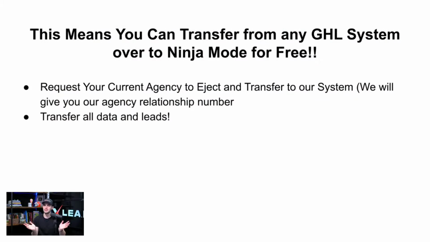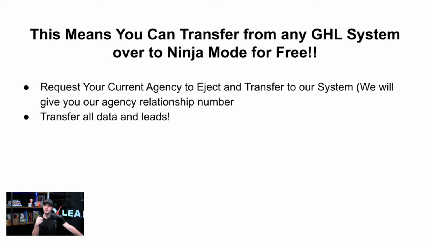Go High Level lets you do this. And if you want to leave XLeads, you can do that too. You can transfer from their system you're paying $199 a month to our system, which will be free for you. A lot of people are paying $199 a month for their Go High Level white label, whatever you want to call it. All you have to do is go to the agency you're paying $199 a month for and request, can you eject me and transfer us over to XLeads?